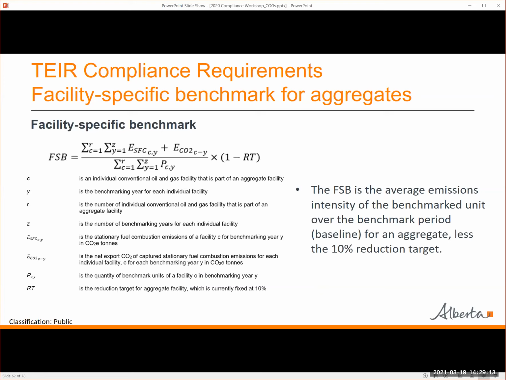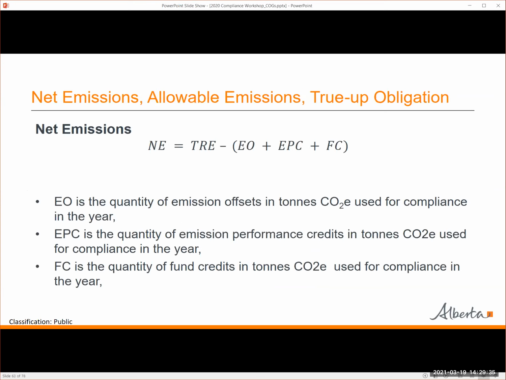So this equation defines the facility-specific benchmark for each facility. In short, the FSB is the average emissions intensity of the benchmark unit over the benchmark period, or the baseline period for an aggregate, less the 10% reduction target. Next slide, please.